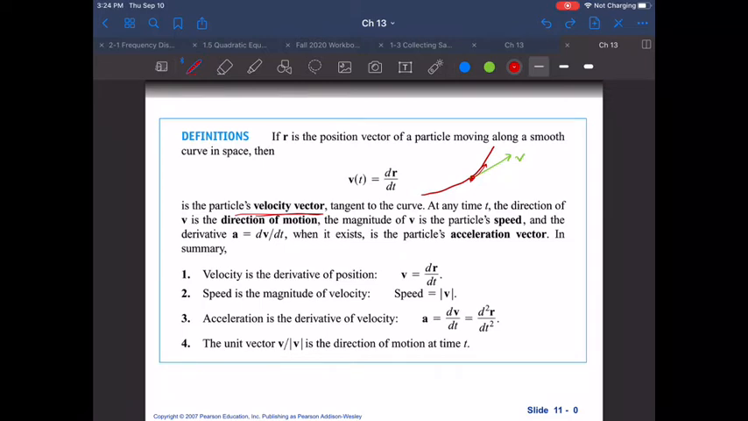And the derivative, a equals dv/dt. In other words, a second derivative of our radius function, our vector function, when it exists, is the particle's acceleration vector. So we can get a vector function from that. And so here's a breakdown of that.